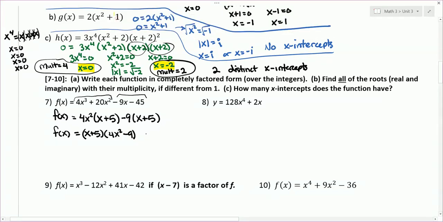If you're having trouble seeing what happened here, both terms had this x plus 5. So I'm dividing the left term and the right term by x plus 5. When I do, the left term is left with the 4x squared, the right term is left with the minus 9. Let's factor one more time.